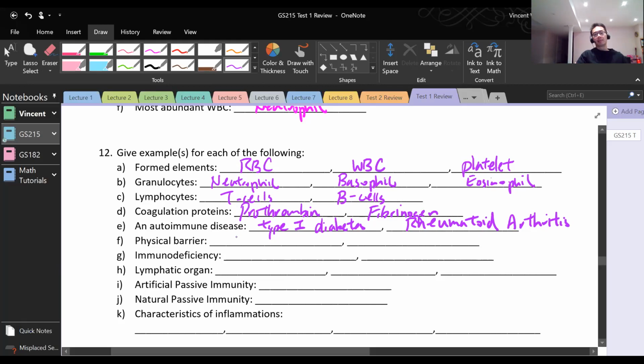Physical barrier, again, a bunch of them. You can say normal flora, mucous membrane, intact skin.